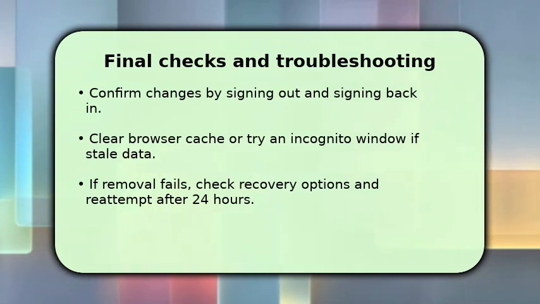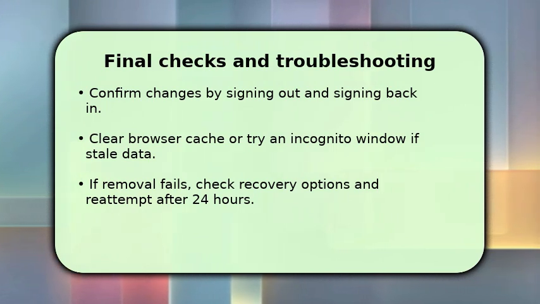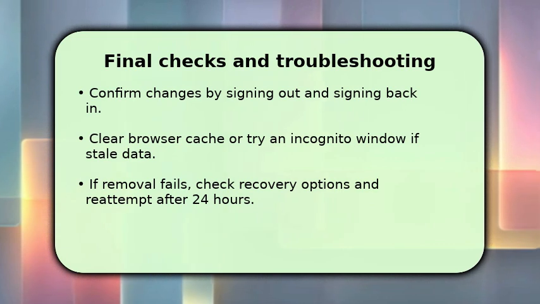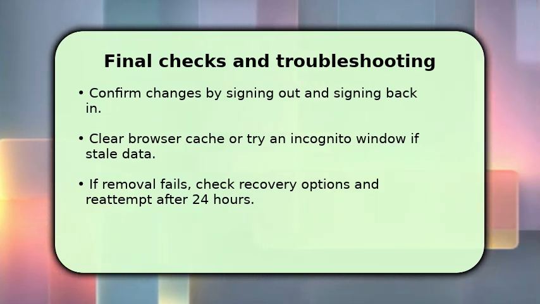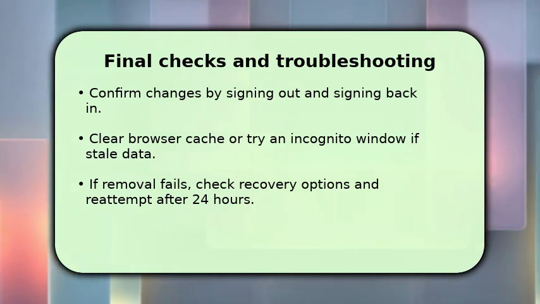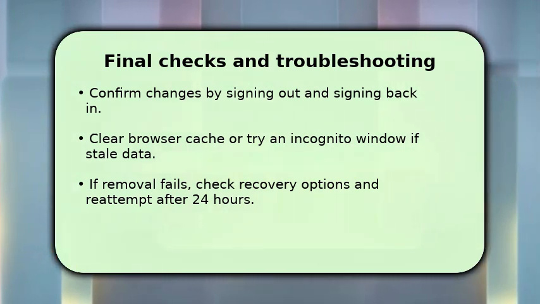Make sure to clear cache or use an incognito window if you still see removed addresses because cache settings can persist. If removal fails, double-check recovery emails, passwords, and that you're removing the addresses from the correct account. And if needed, wait 24 hours then reattempt, since some deletions propagate slowly across Google systems.